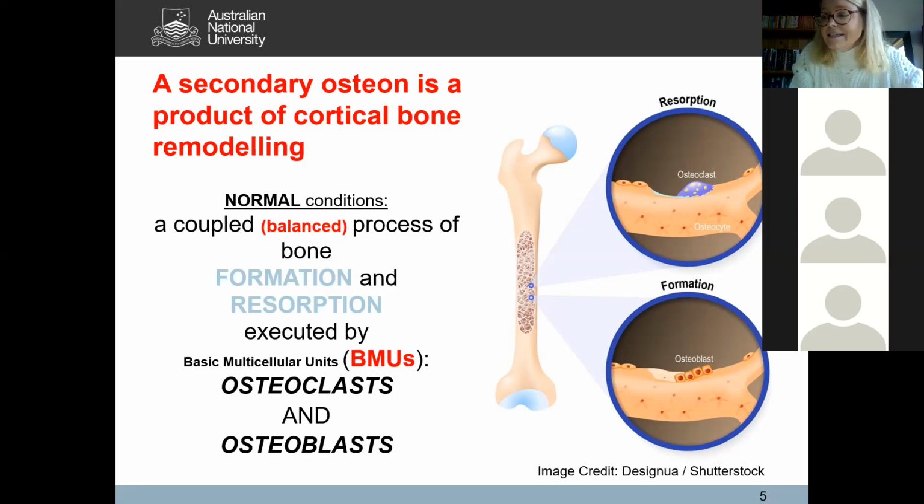Remodeling is basically the metabolic activity of your skeletal tissue. And all it means is that under normal conditions, and when I say normal, I mean you're healthy, your body is in homeostasis, nothing is really impacting it.